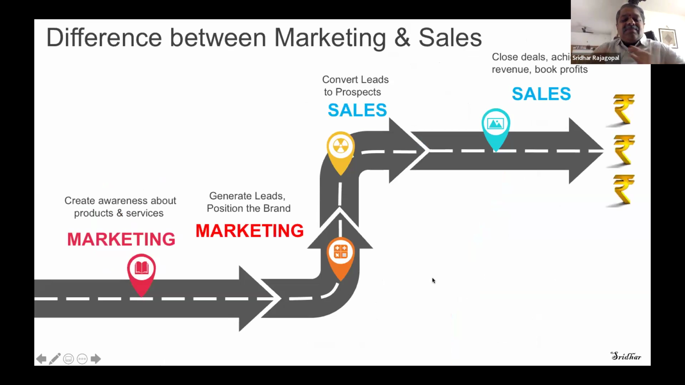Moving on, let's just brush up our knowledge on the difference between marketing and sales, because many times there is a confusion. People think that marketing and sales are the same. But let's just go back to this simple diagram, which talks about where the concept of marketing exists and where the concept of sales exists.